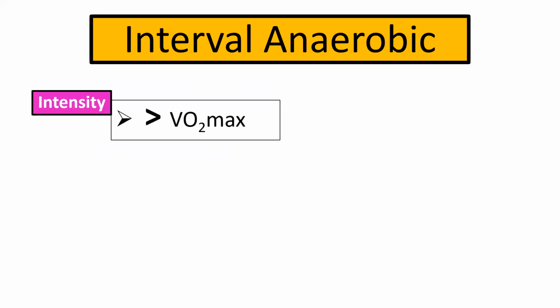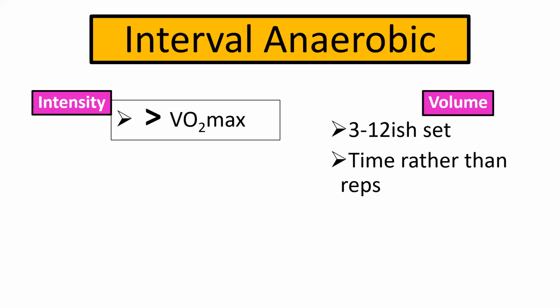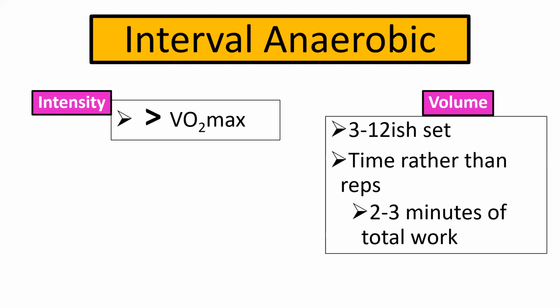With the intensity, we're really working higher than VO2 max. So we're not really looking at a load, we're looking at a metabolic work output. So that metabolic work output has to be higher than VO2 max for us to work in the anaerobic energy system. So we are working above VO2 max for all of our anaerobic work. Our volume is going to be somewhere like 3 to 12 sets, really depends on what we're doing. And we're working on this for time rather than for repetitions.